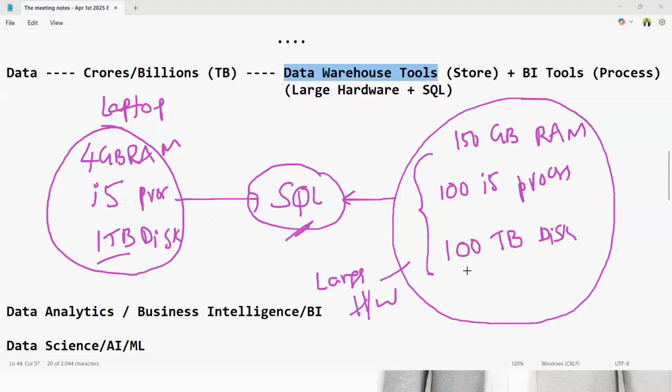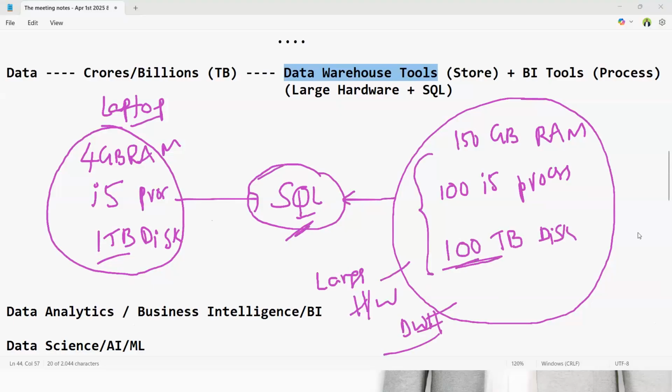Now tell me, what is the data I can store here? 100 terabytes. Why? Because the machine is too big. So this is called a data warehousing machine. Clear? So you need to know, in my laptop also I have installed SQL. In the bigger hardware also I have installed SQL.